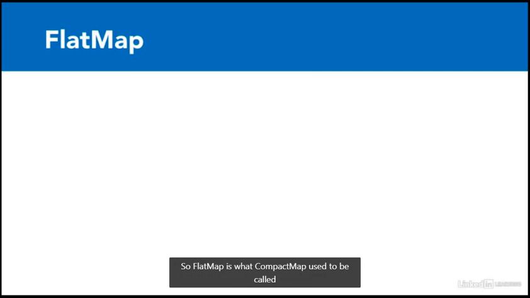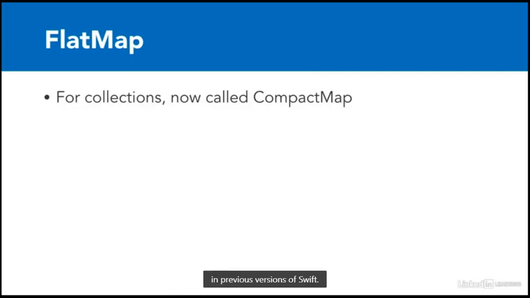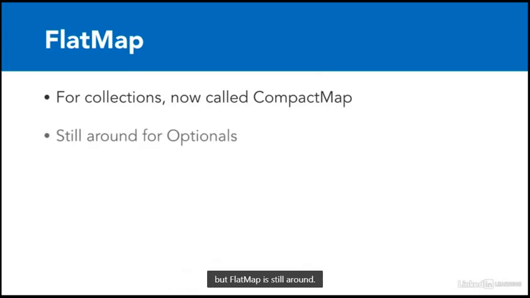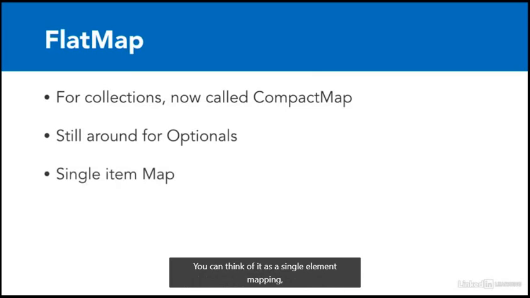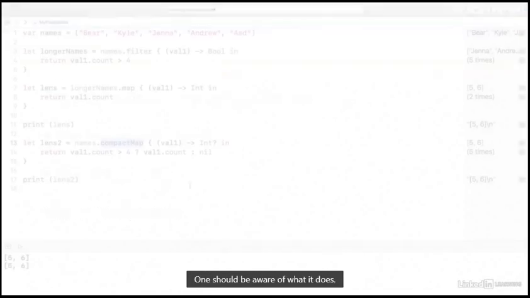Now we're going to talk just a minute about flatMap. So flatMap is what compactMap used to be called in previous versions of Swift. Now it's called compactMap for all the collections, but flatMap is still around. You can call flatMap on optionals. You can think of it as a single element mapping, or a single element compact mapping actually, because you can return nil. So you have an optional and you want to get something out of it, but you may return a nil, you can use flatMap. To be honest, I don't use it that often, but I definitely want to cover it. I want you to be aware of what it does.